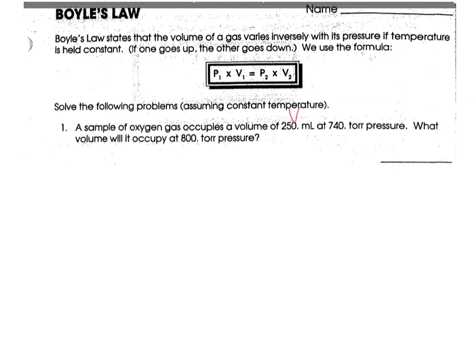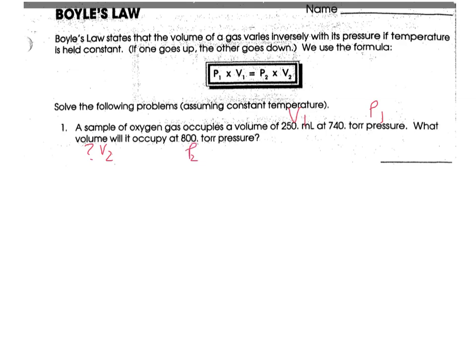I'm going to go ahead and label that 250 milliliters V1. Remember that this little period here means 3 sig figs for that, and 3 sig figs here for the pressure of 740 torr. So again, that tells you it's pressure, so I'm going to label that P1. And it wants to know what volume will it occupy. So that's what we don't know, which is going to be my V2. It will occupy at 800 torr pressure.